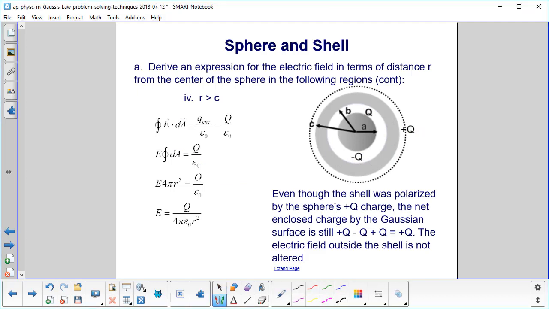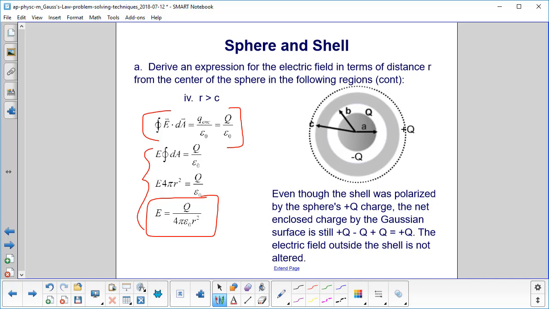And finally, determine the electric field outside of the sphere and shell combination. So we have Gauss's law here. We say the enclosed charge is plus Q. We do the standard integration here, and the more times you do it, the quicker it'll come to you. And we find that the electric field outside is Q over 4 pi epsilon 0 r squared.